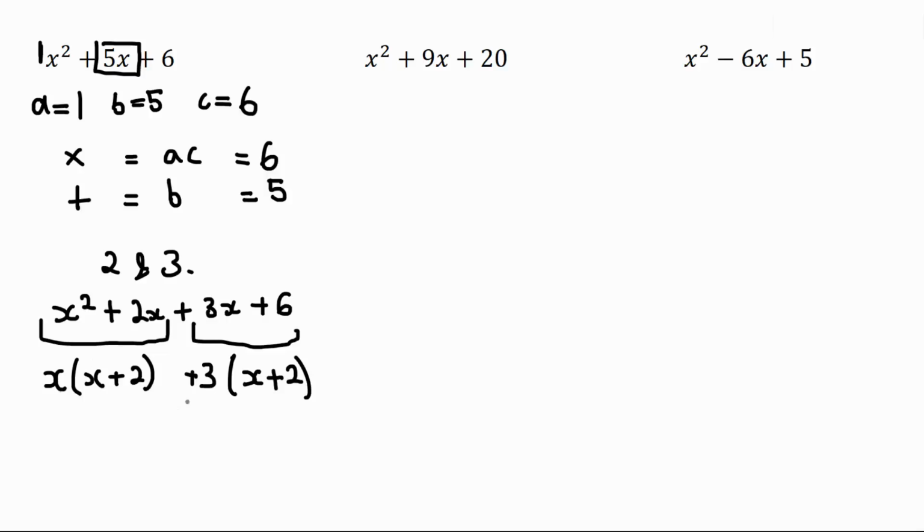And now all we do is combine this together. So we're going to take the bracket, which is x plus 2, and multiply that by x plus 3.